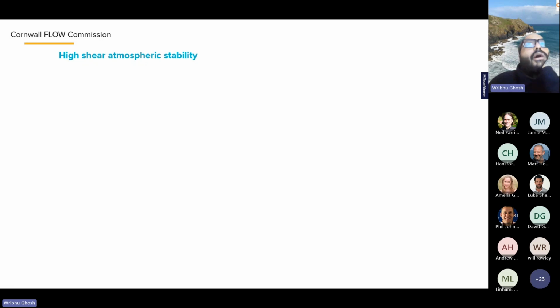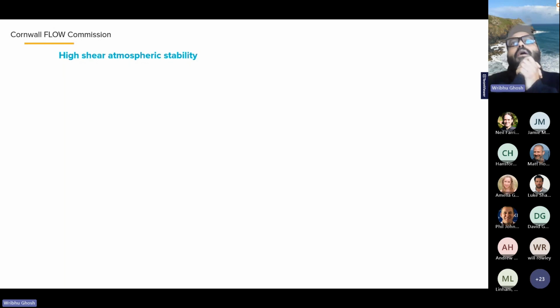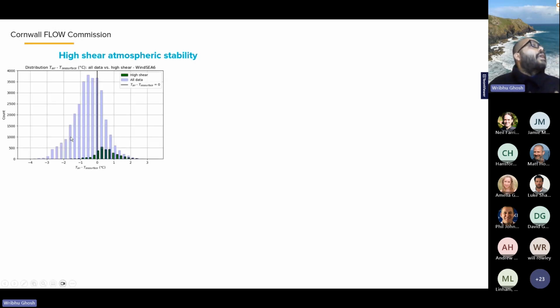Another thing is that we have very little understanding of atmospheric stability. From the data that we do have, there is an air temperature sensor on the weather station, which measures air temperature at 3-meter height from the sea level, and we have another sensor which measures sea water temperature. So this was one indicator that we have of atmospheric stability. We computed the air temperature minus sea surface temperature, TA minus SST. This is the distribution of TA minus SST for the entire data, and the green one is for just the high shear events.